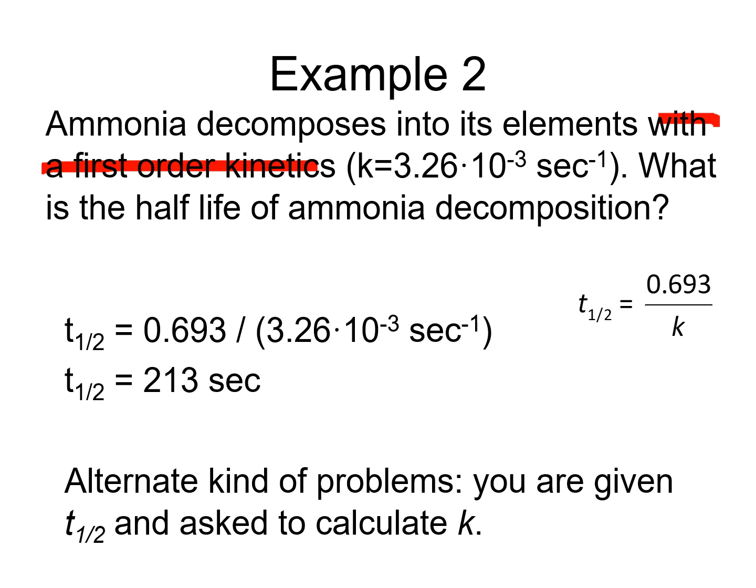Why don't you need the order? Because you need to pick the right formula. As I told you, it's extremely unlikely you get a problem like this for second order or zero order. 99% of the time it's going to be first order. So you pick the formula for the first order half time, and because you know K, you plug in K, and that's the end of it, basically.